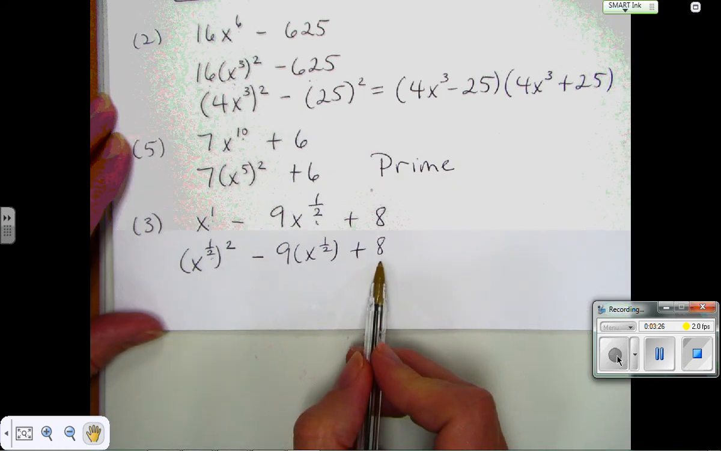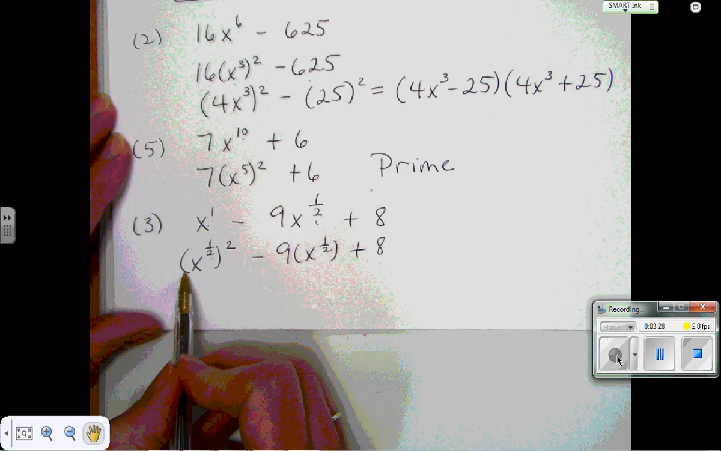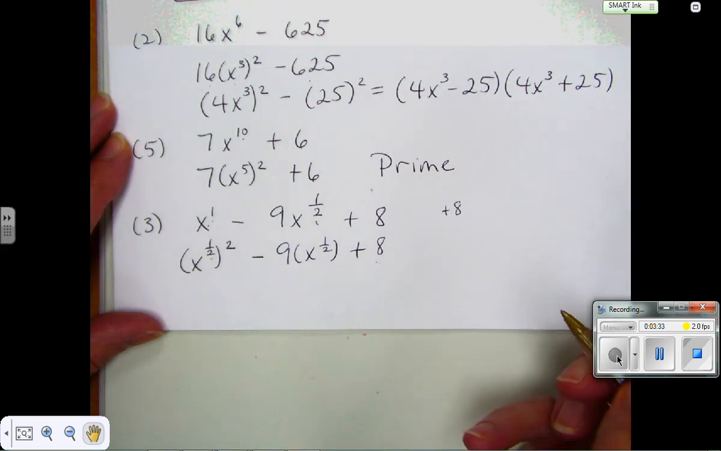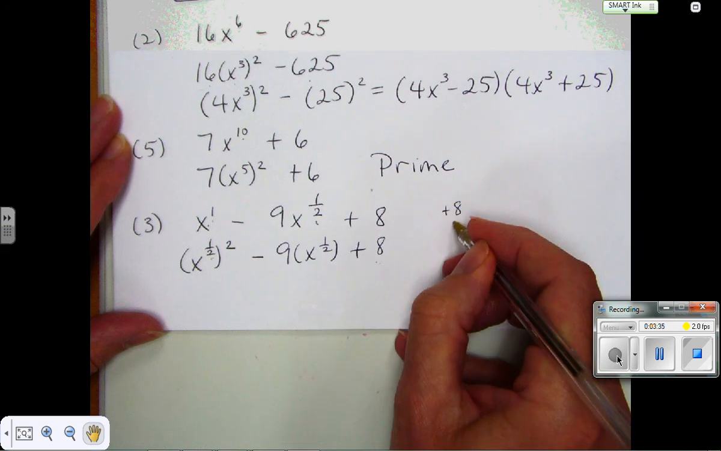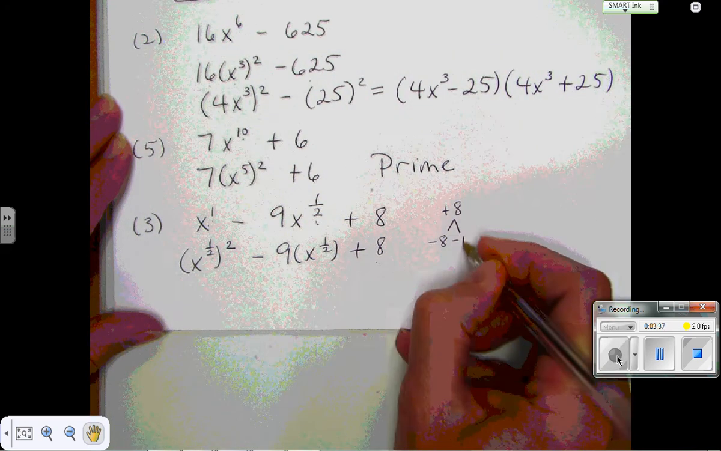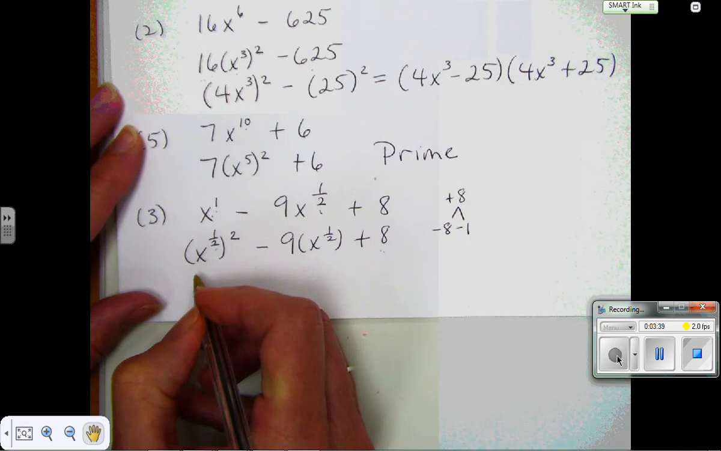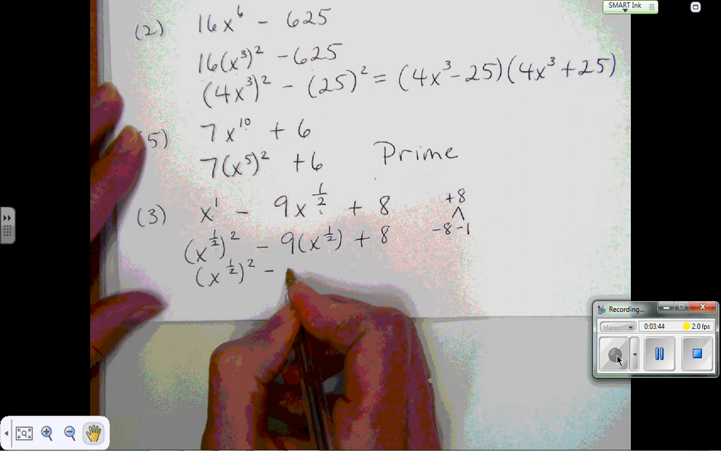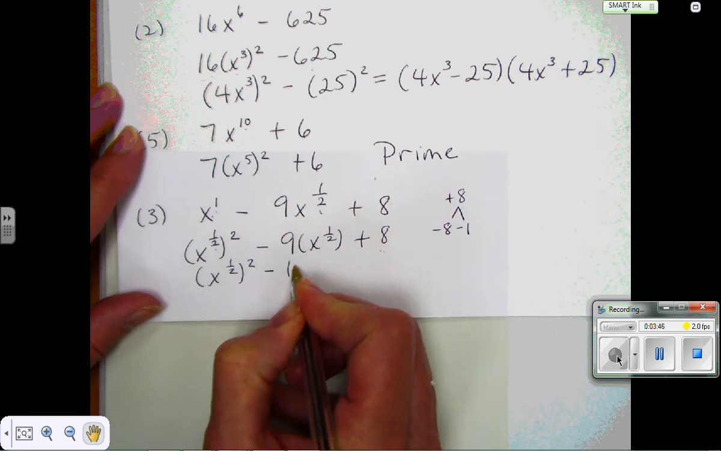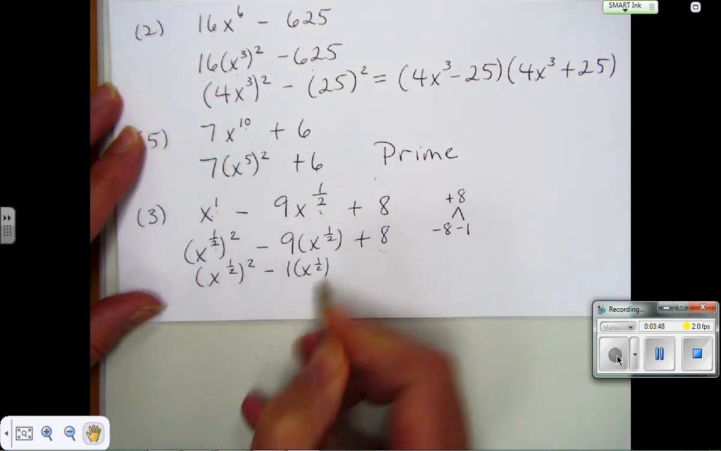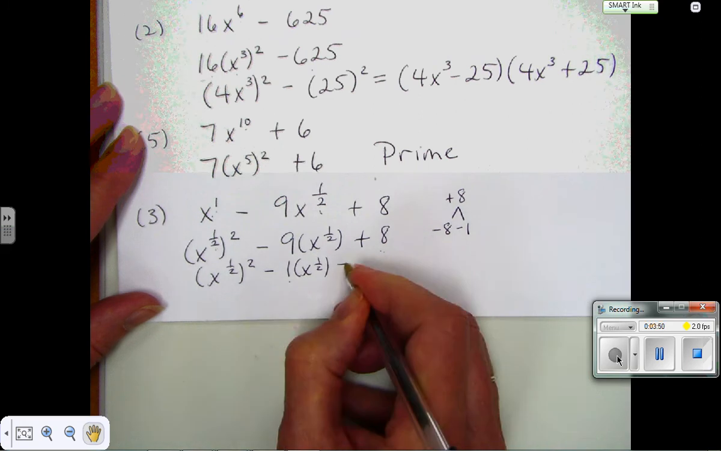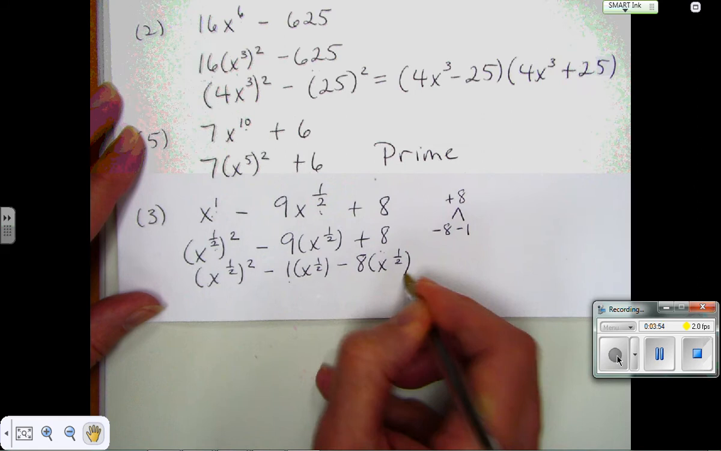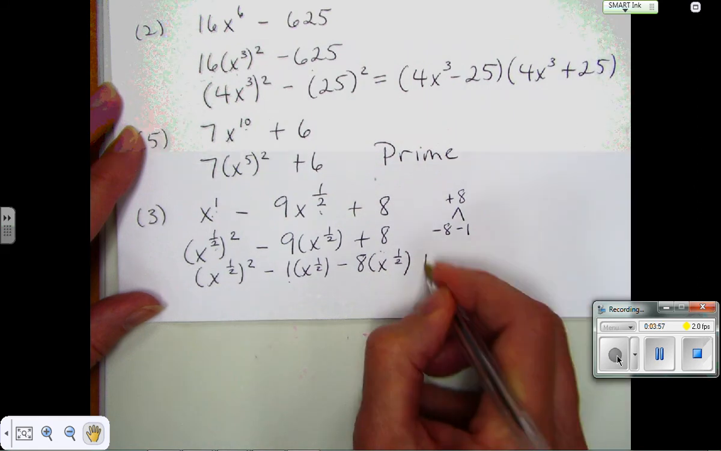It can factor. My leading coefficient is 1, so I'm just going to look at the constant of positive 8. 2 factors of positive 8 that add to be a negative 9. It's going to be negative 8 and negative 1. So I'm going to rewrite it. X to the 1/2 squared minus 1 x to the 1/2. You don't have to have that coefficient of 1. I'm just trying to make a point there, so it's fine if you don't. Minus 8 x to the 1/2 plus 8.